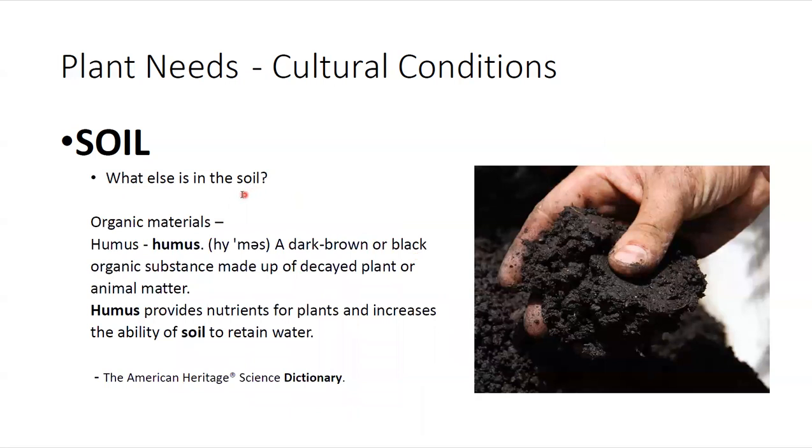We already talked about this, but here's some definition. I think I threw it in on one of the previous lectures, but this is humus, okay? A dark brown or black organic substance made up of decayed plant or animal matter. Humus provides nutrients for plants and increases the ability of soil to retain water. Humus is organic matter. In the landscape world, we use compost in place of humus.